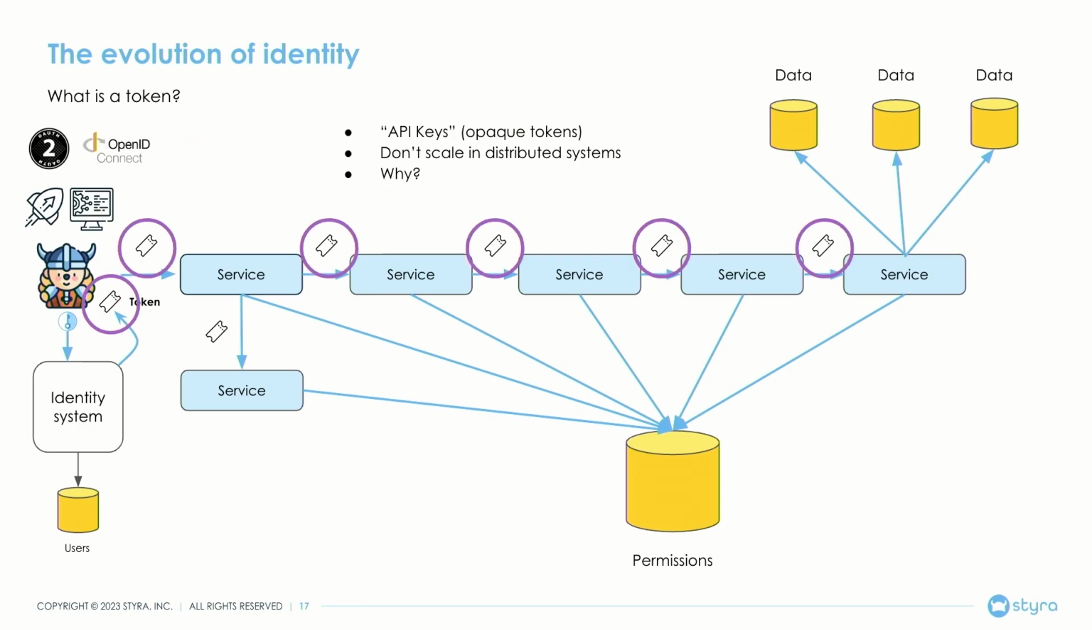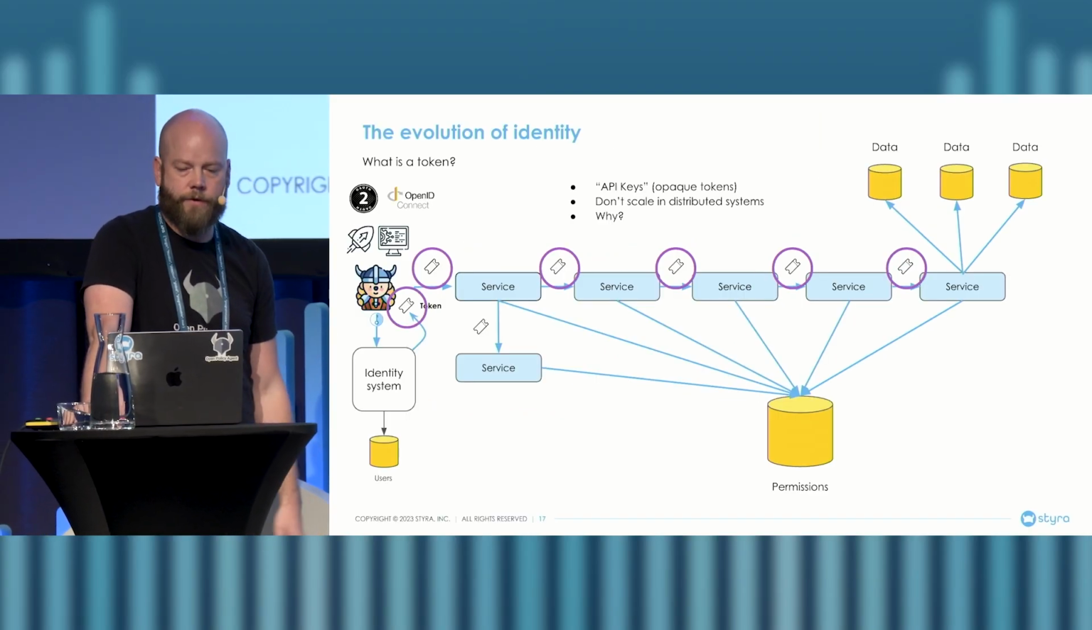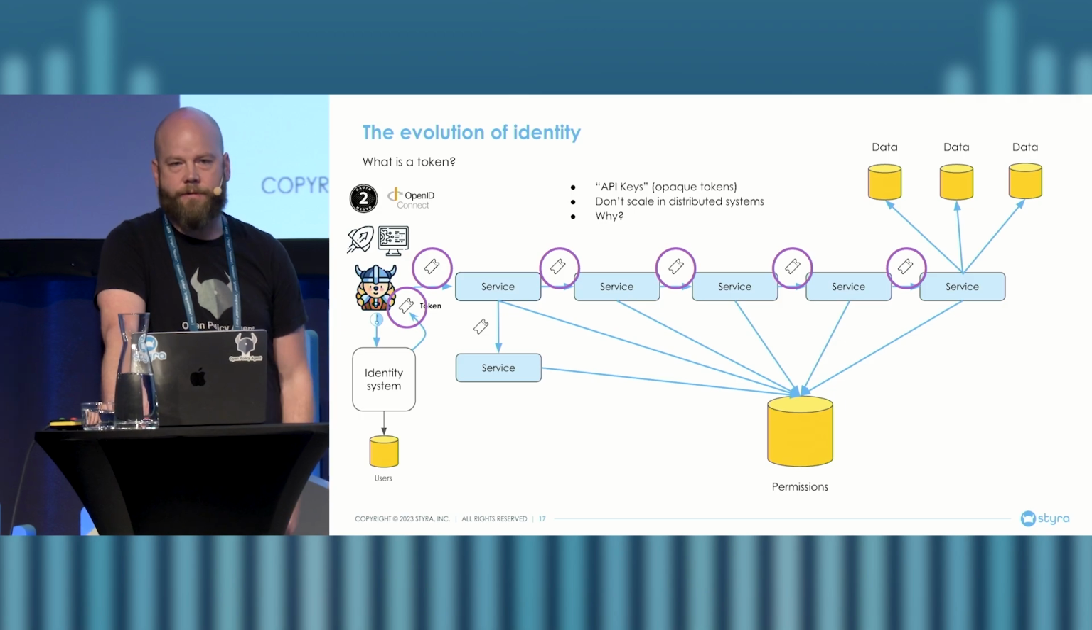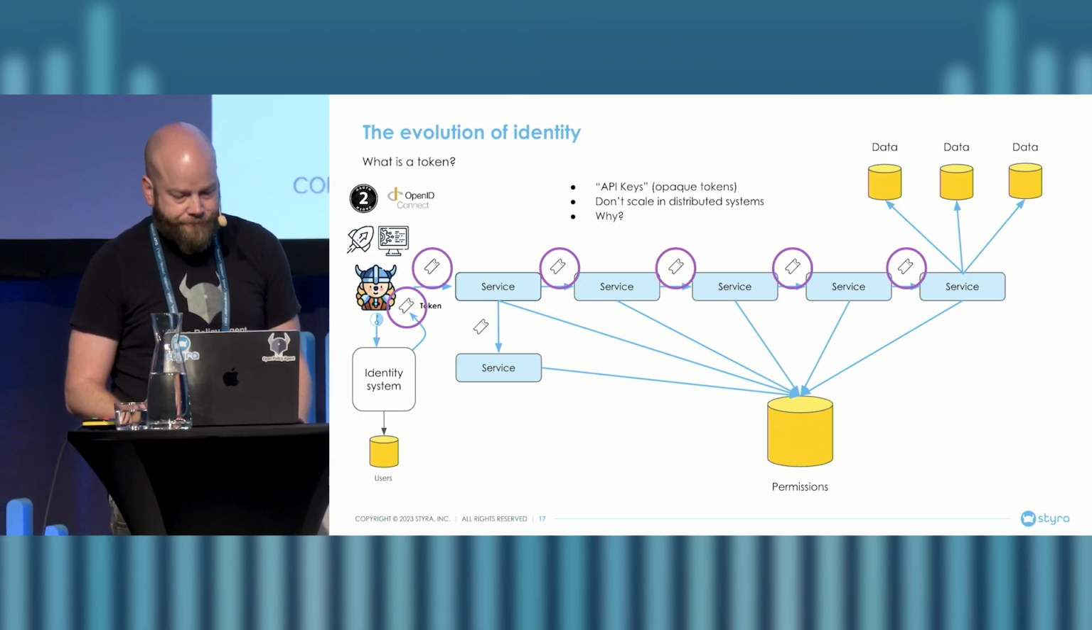So what is a token? I'm sure you've all heard of API keys. That's the way we used to deal with tokens. And the problem with these, or opaque tokens, where a token just says ABC123. What does that mean? If you get a token like that, what does that mean to you? It doesn't mean anything. So that model doesn't really scale very well.